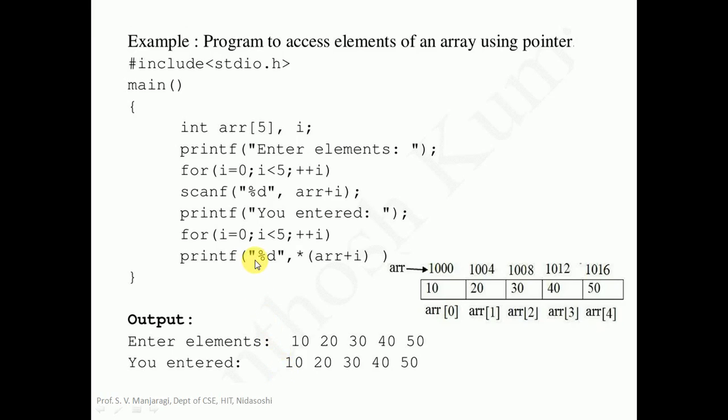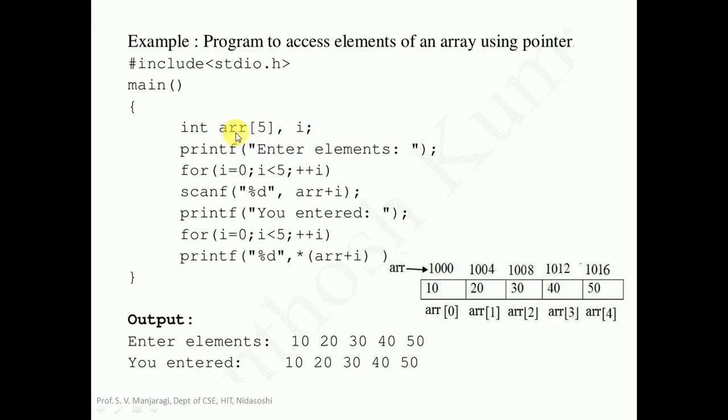Now let us take a simple program to demonstrate the use of an array using a pointer. So we'll begin with hash include stdio.h, then we have the main function, then inside the main function we have the variable declaration statement. This statement is declaring or creating an array with the name ARR having a size of 50, and I is a normal integer variable.